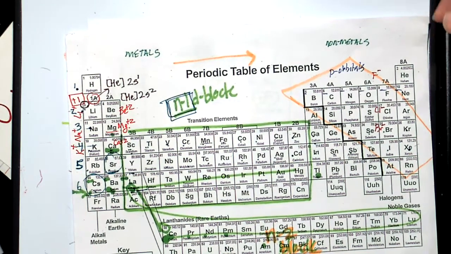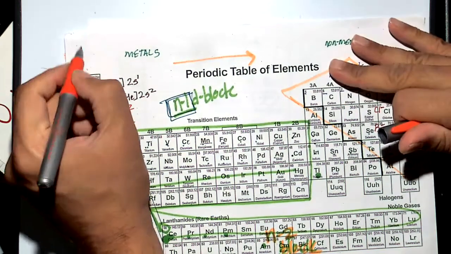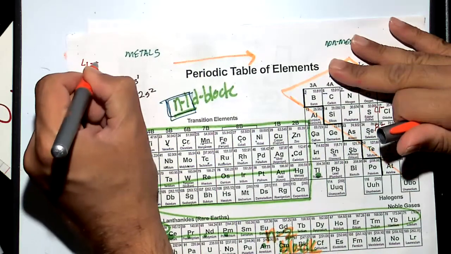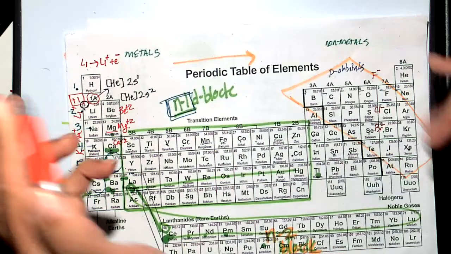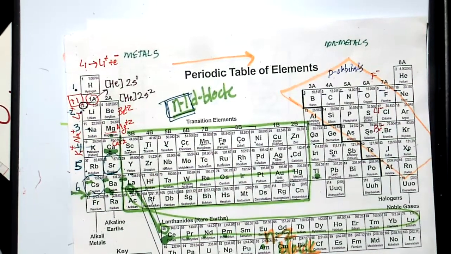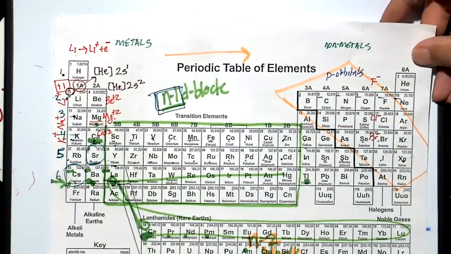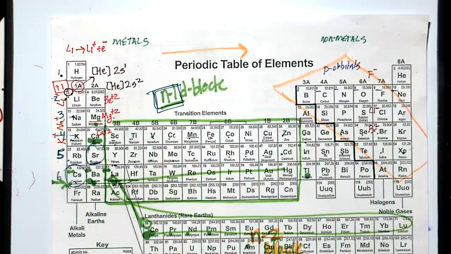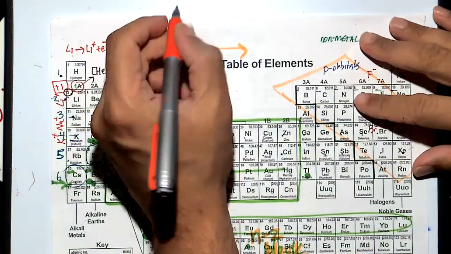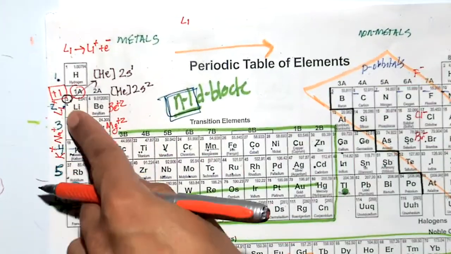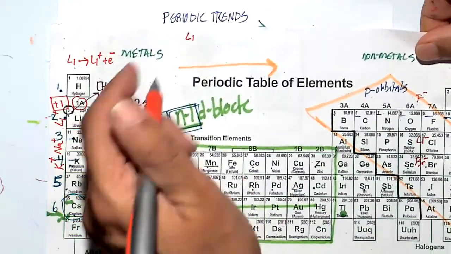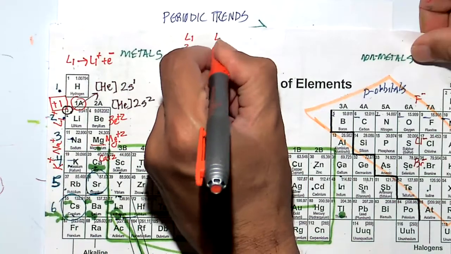Look at this. If lithium becomes lithium plus, it gives away an electron. What would be its new electron configuration? How many electrons would lithium plus have? We know that lithium has three electrons. How many electrons does lithium plus have?